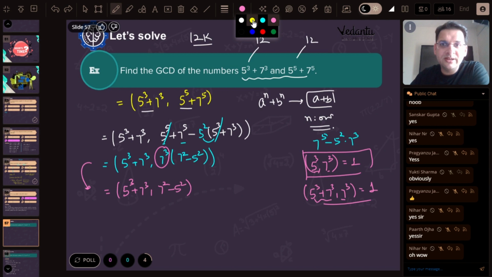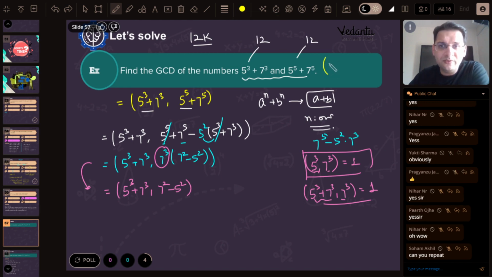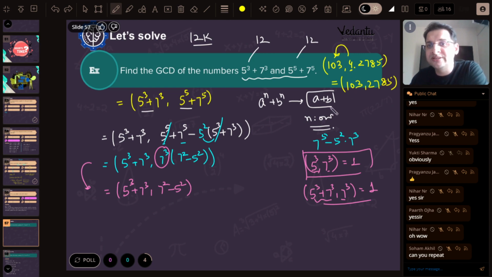For example, just to give you an example, GCD of 103 and 4 into 2785. Okay. Can I say this is the same as GCD of 103 and 2785? Because 4 is definitely not coming out common from this, or any factor of 4 is not coming out common from this. So whatever common, it has to be from this number only. 4 is not giving us any common thing.